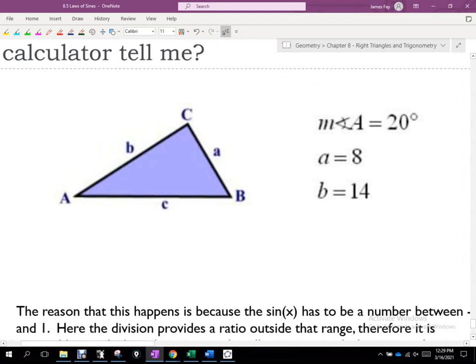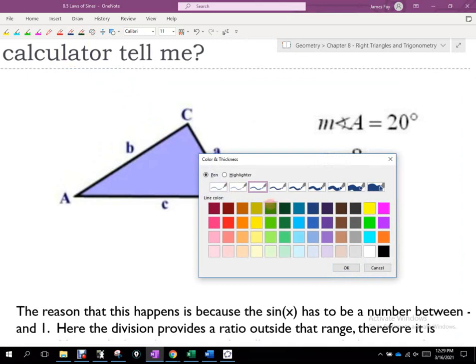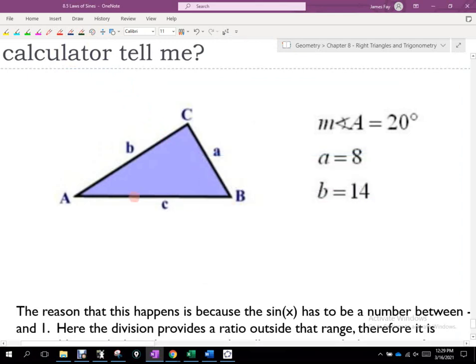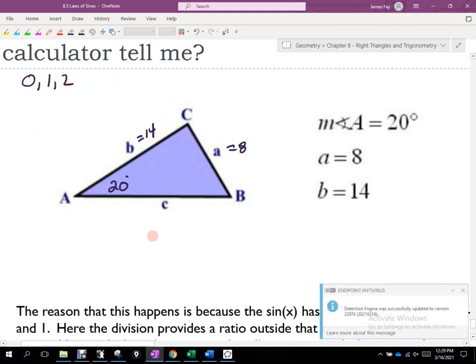Here we're saying that, again, using the law of sines, we'll put angle A to be 20 degrees. B is 14. A is 8. So again, this is an angle followed by a side, followed by a side. So this is the ambiguous case. So we could have 0, 1, or 2 solutions. If I start setting things up, I'm going to go sine of A over A equals sine of B over B equals sine of C over C.